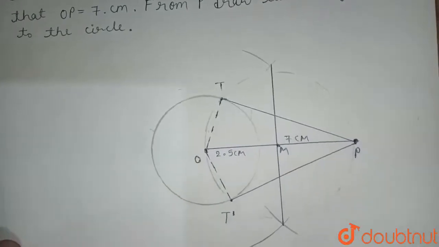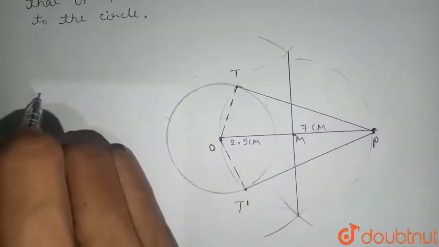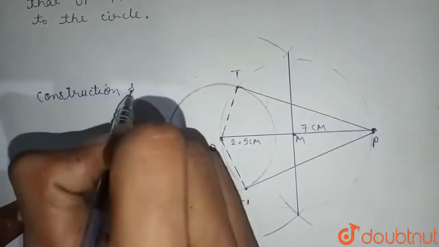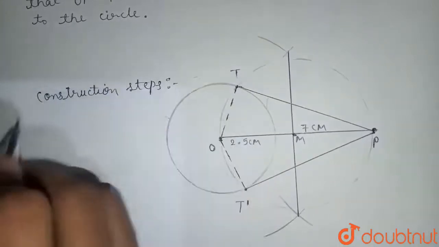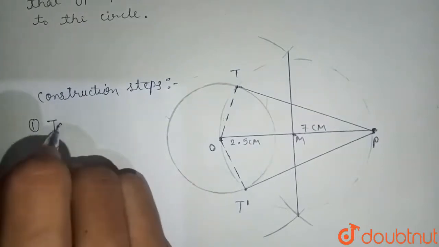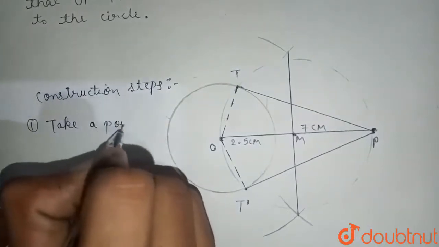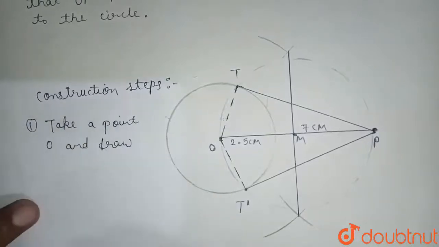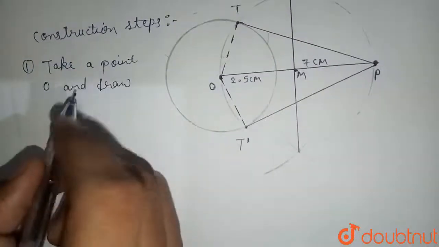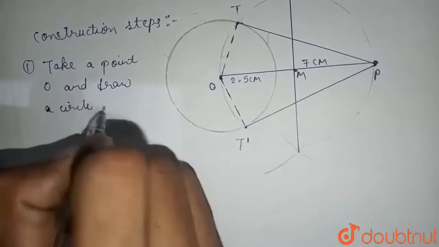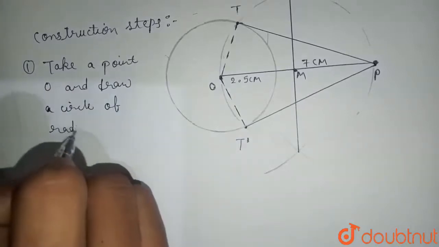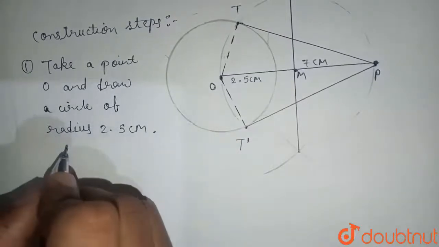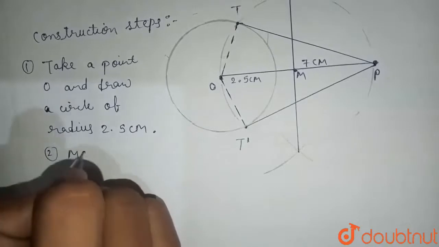Now I will write the construction steps. First step: take a point O and draw a circle of radius 2.5 centimeter.